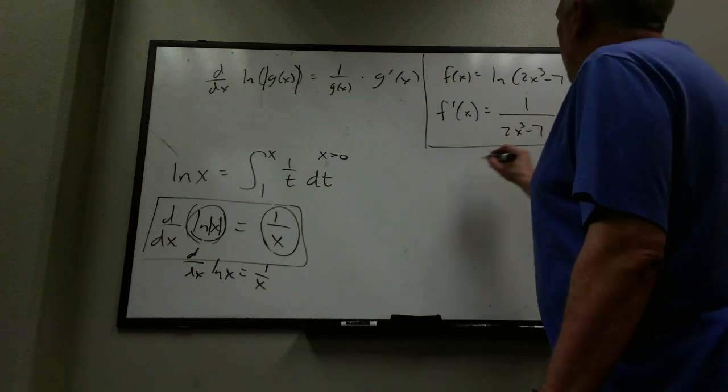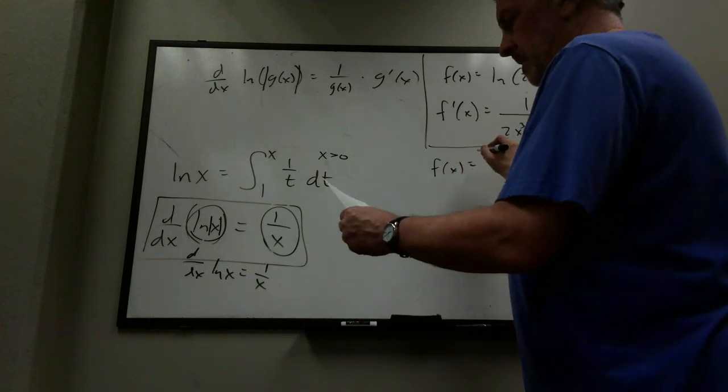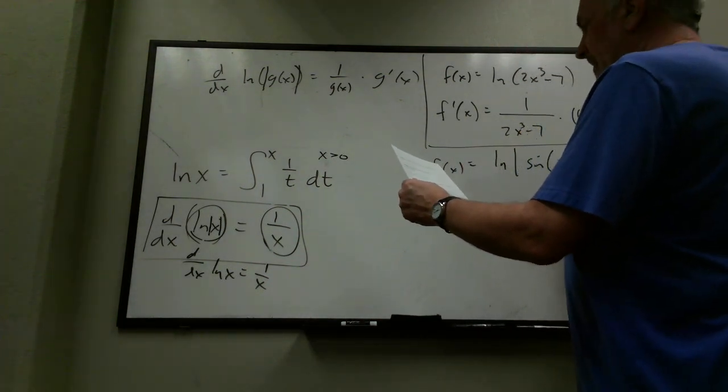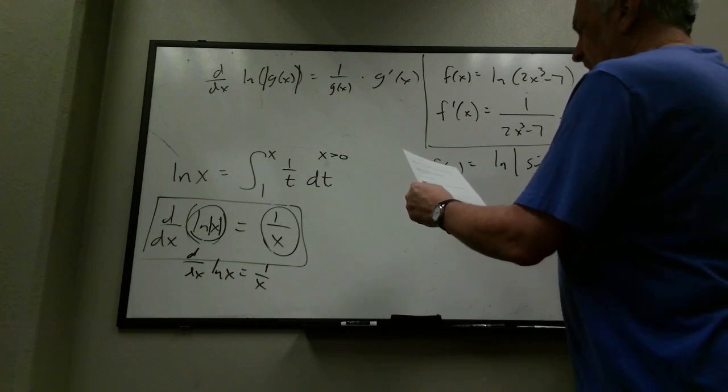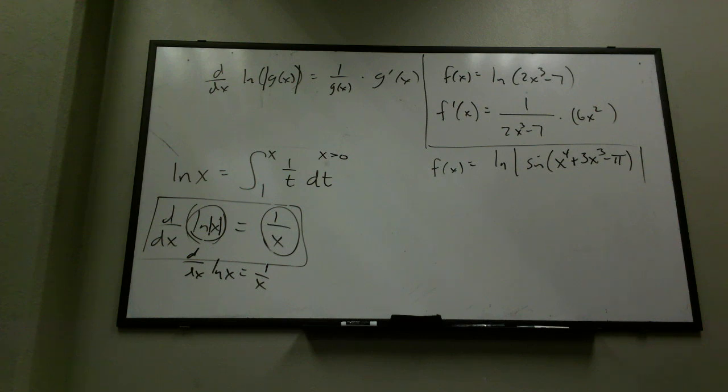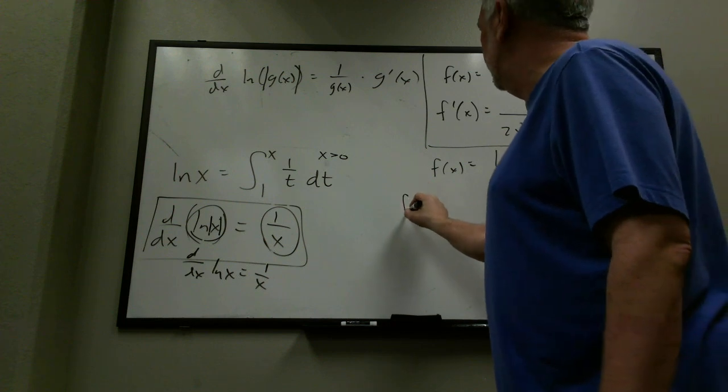Okay, so the next problem says f of x is natural log absolute value of sine of x to the 4th plus 3x cubed minus pi. So the first problem did not have absolute values in it. This one does, but hopefully you realize it's the same procedure. So again, pause the video and see if you can do this derivative, and then I will do it. We'll see if we get the same answer.